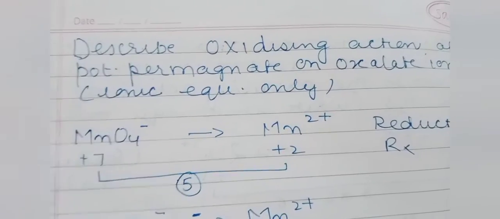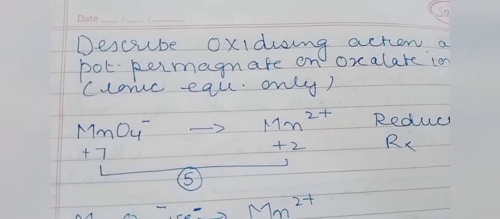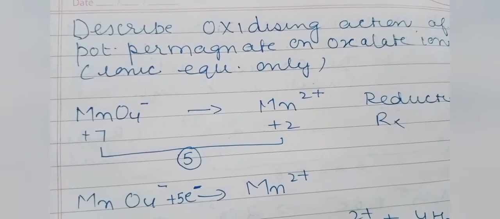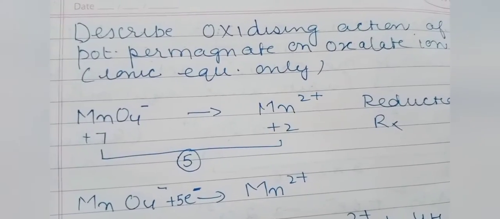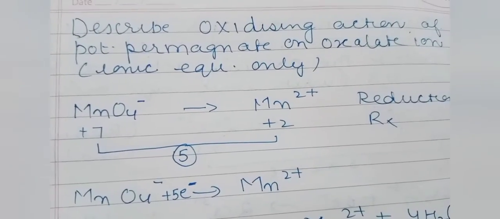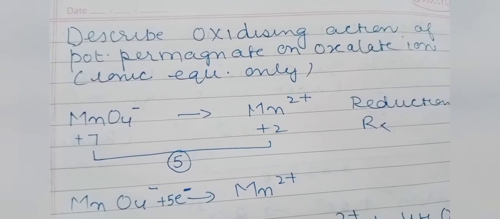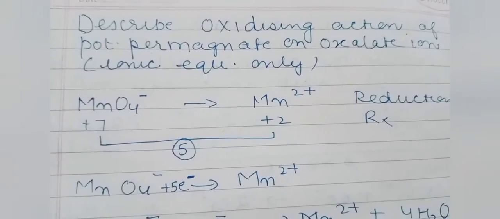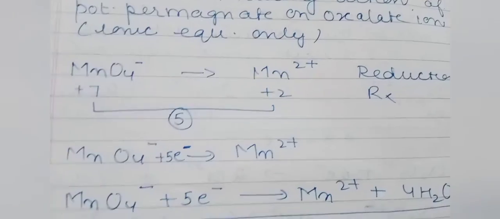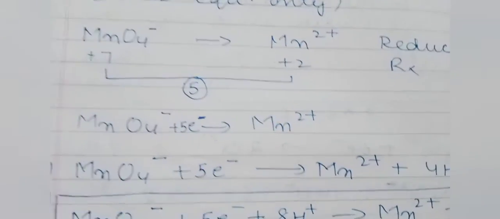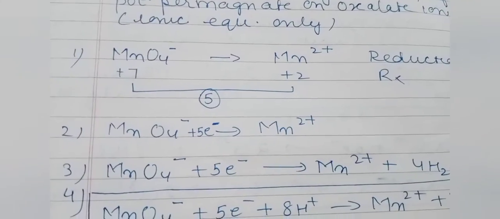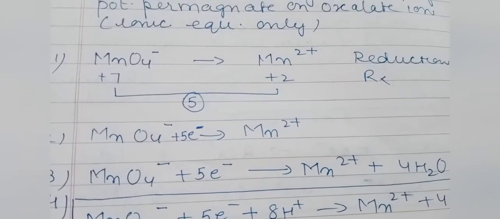The first step is to write the oxidation state of manganese. In the first reactant MnO4-, that is the permanganate ion, the oxidation state of manganese is +7, while in the manganese 2+ ion it is +2. Therefore the change in oxidation number is 5. Hence we will add 5 electrons on the reactant side. Therefore we get the second equation: MnO4- plus 5 electrons gives Mn2+.